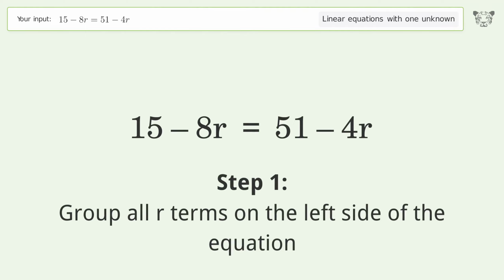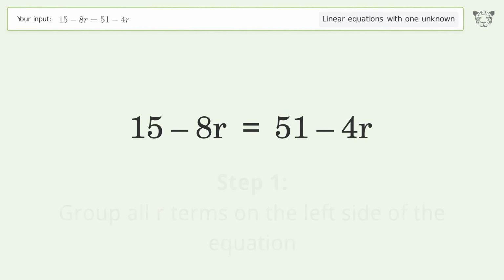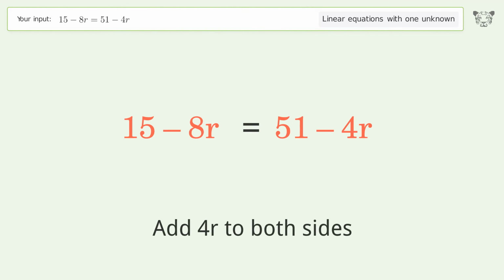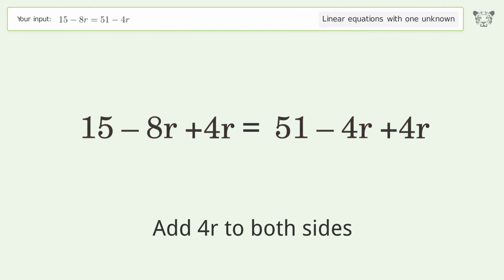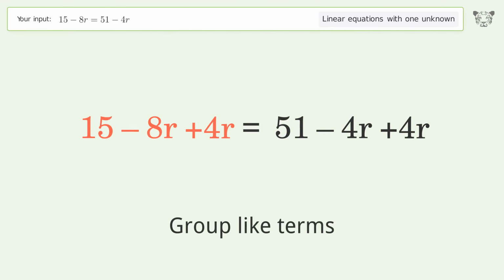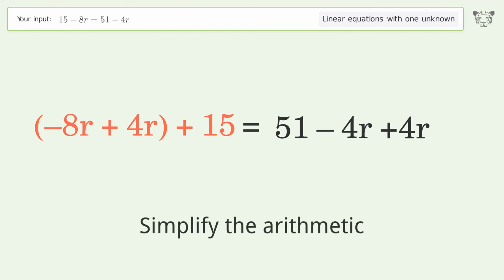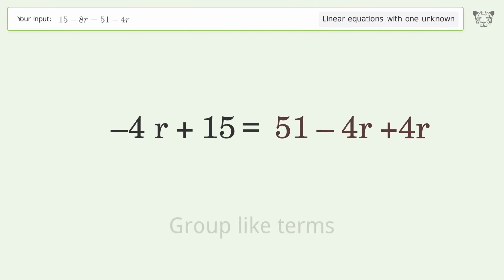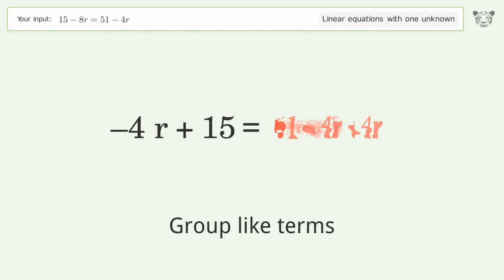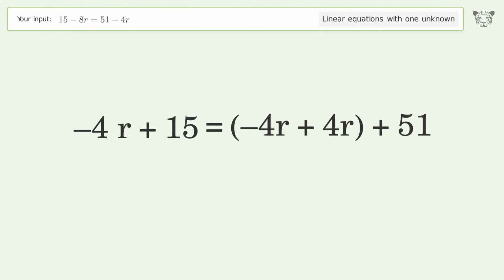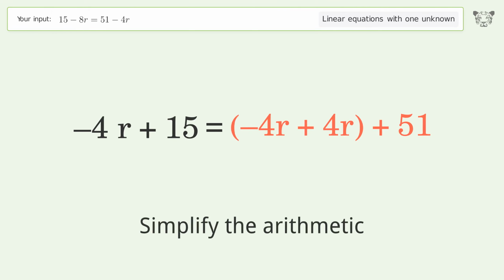Group all r terms on the left side of the equation. Add 4r to both sides. Group like terms. Simplify the arithmetic. Group like terms. Simplify the arithmetic.